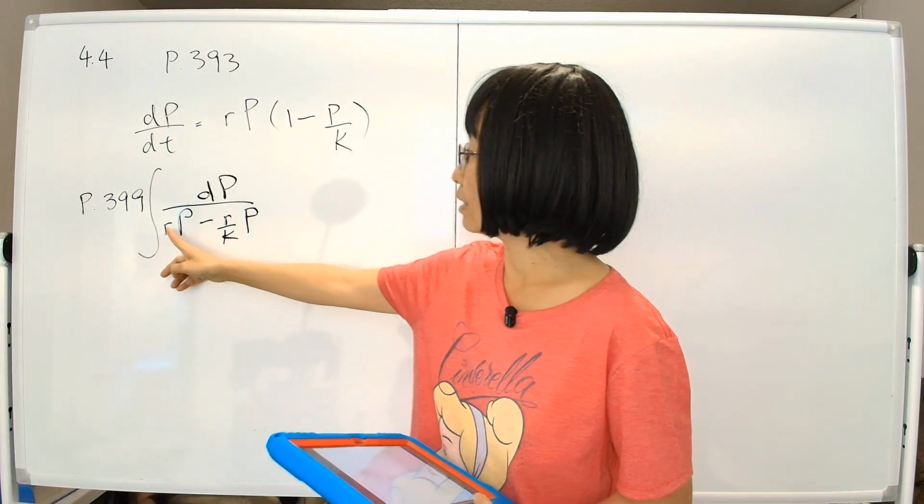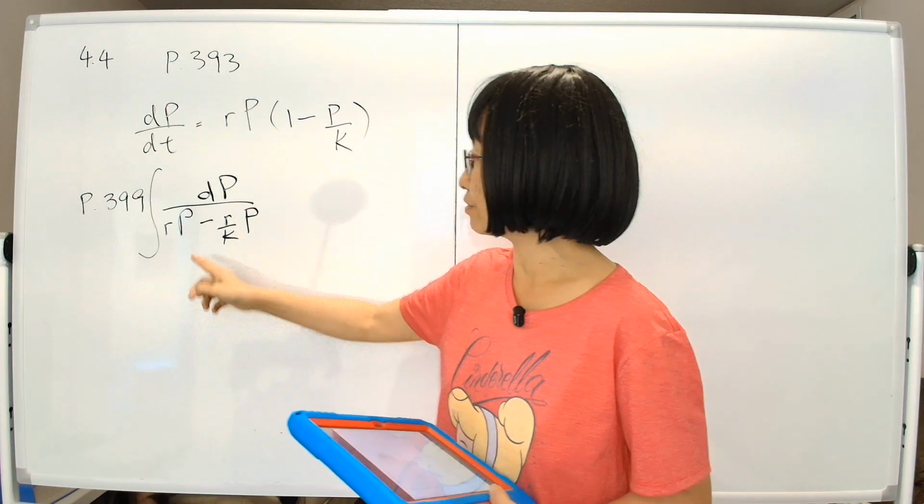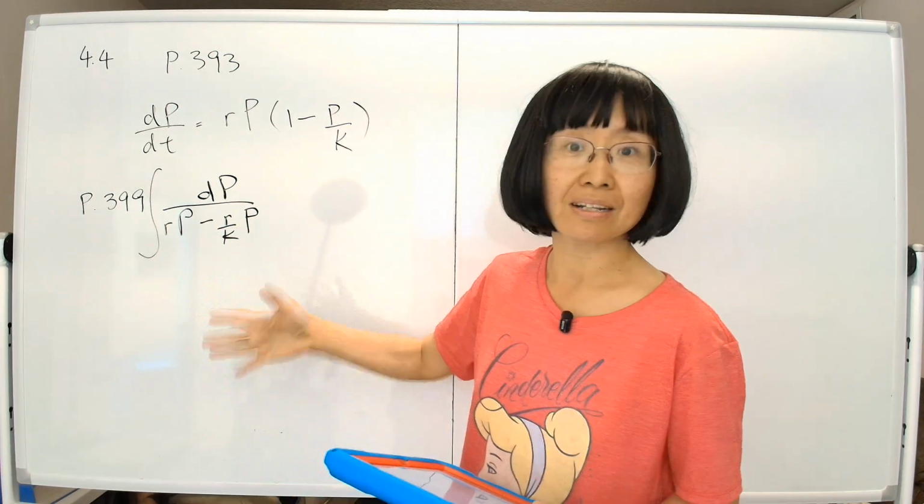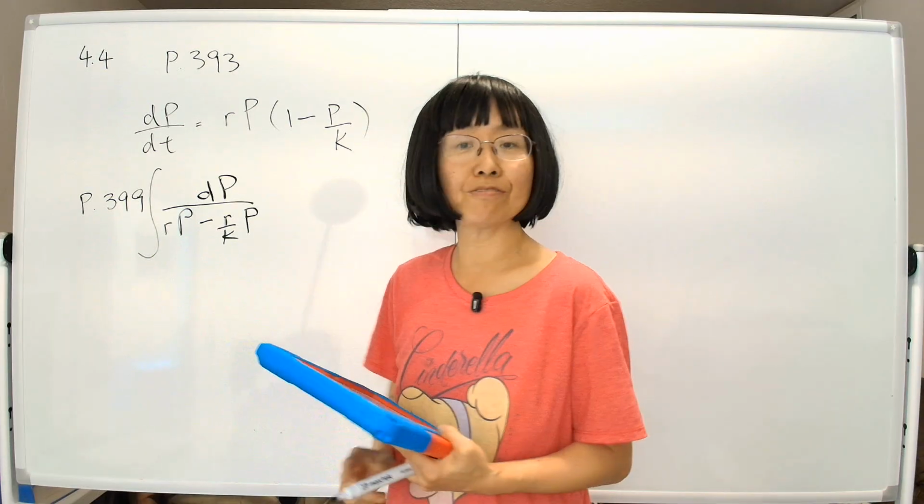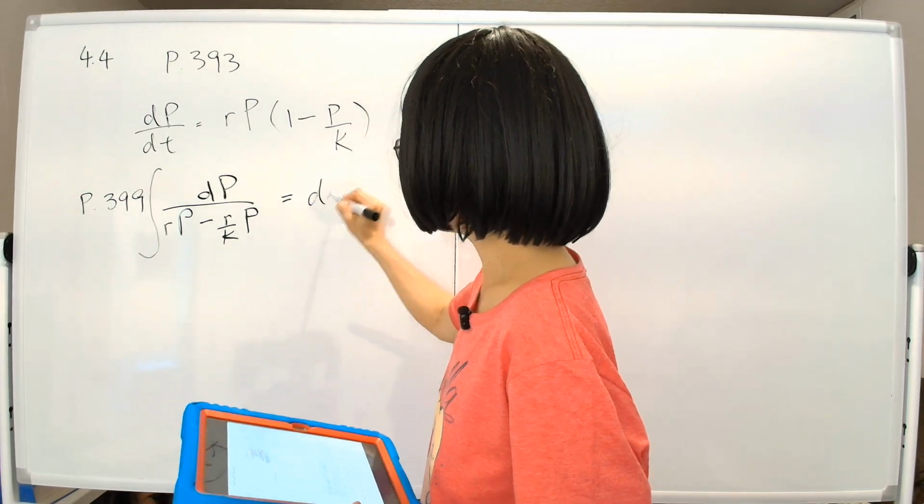Keep in mind that of all this stuff, only P is the independent variable. Everything else is just numbers. We don't know what they are right now, but we don't care. They just come along for the ride. We don't do anything with them. And on this side, we have dt.